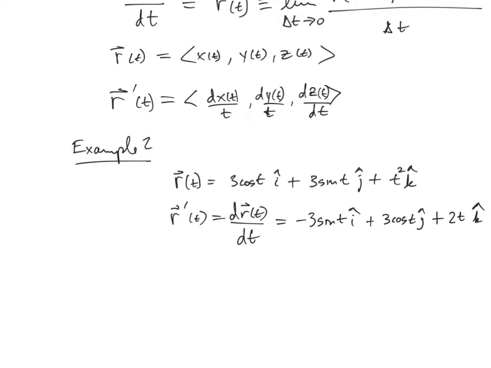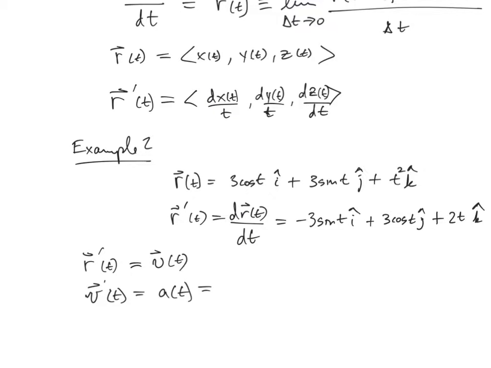So if r of t, if this vector function represents a position and I take its derivative, what would that represent? When you take the derivative of position or displacement, what do you get? Velocity, right? So really r prime of t, I could interpret as the velocity along that curve, right? And if I take the derivative of velocity, what do I get? Acceleration, right?